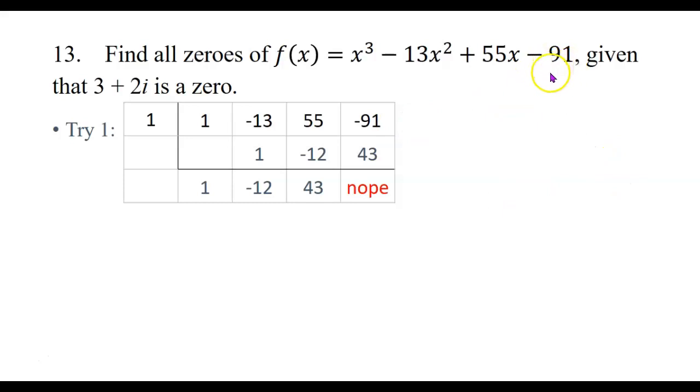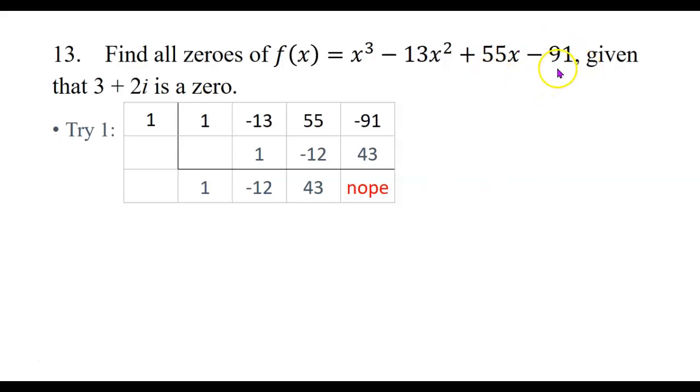And it has to be a factor of 91 over 1 if it's a rational number. So let's start trying numbers that fit that description. If we try 1, set up the synthetic division, bring down 1, 1 times 1 is 1, negative 13 plus 1 is negative 12, 1 times negative 12 is negative 12, 55 plus negative 12 is 43, 1 times 43 is 43, negative 91 plus 43 is not 0. So, sorry, 1 is not a zero.